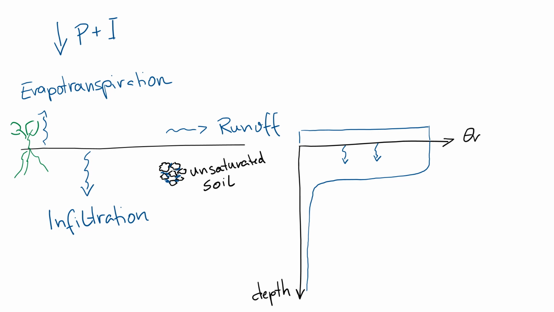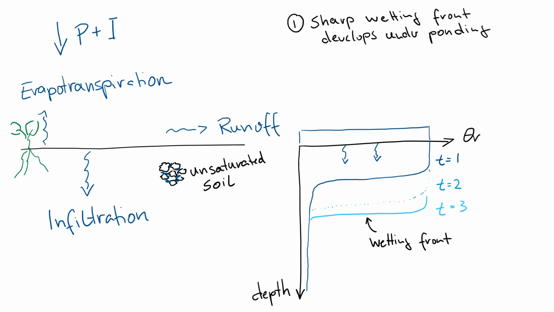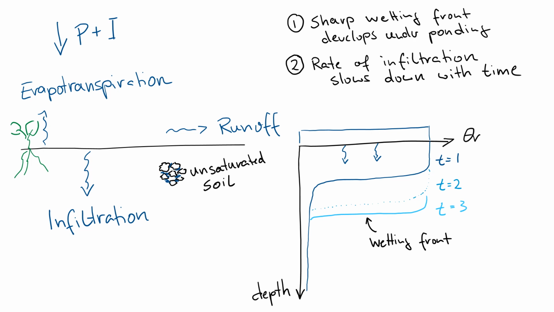And what we may observe if we pond water on the soil surface, or we are puddling water on the soil surface, is that a sharp wetting front develops that will advance with time in the soil profile, and that this advancement starts to slow down. So you may summarize that a sharp wetting front develops under ponded conditions and that the rate of infiltration tends to slow down with time.